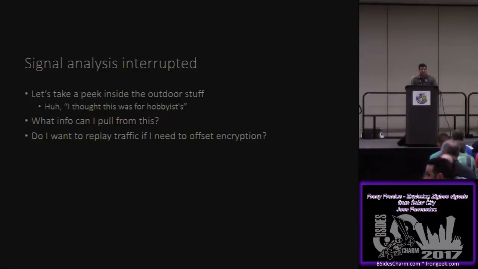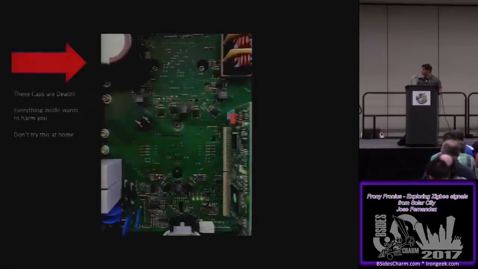So I decided to take a peek at the things that are inside, right? What's in the device? Because there's a physical security problem with it. So let's open it up, and what information can I pull from it? And I kept thinking, there's encryption involved and stuff like that. Or do I really want to offset and do all this stuff? Let me figure out what's there first.